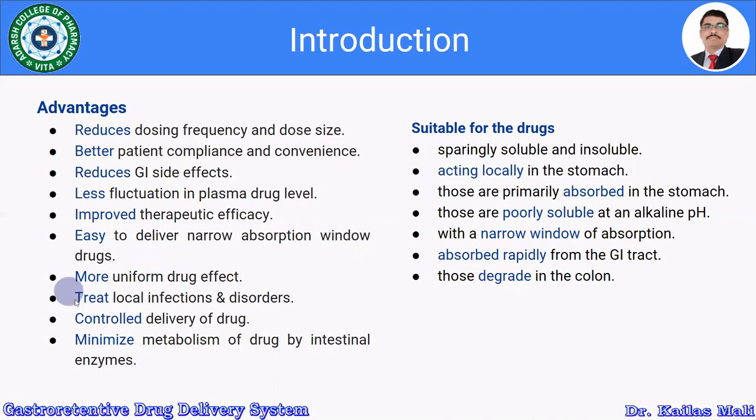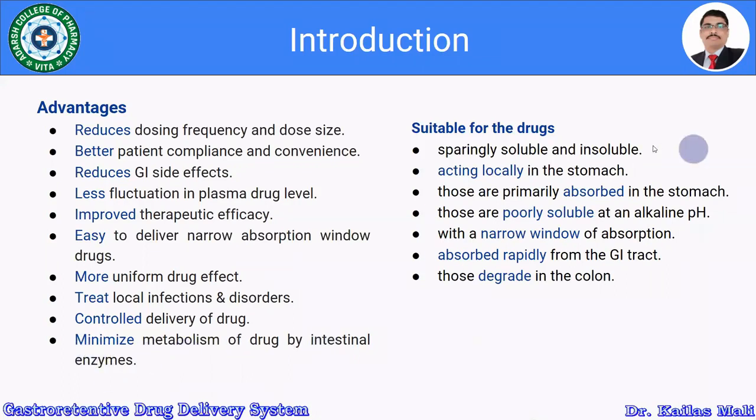It is possible to treat local infections as well as certain disorders. It is possible to get controlled delivery of the drug. It is possible to release the drug in a controlled manner by using the gastroretentive drug delivery system. It is possible to minimize the metabolism of the drug by intestinal enzymes. As the formulation is going to reside in the stomach, it is going to release the content into the stomach, and it is being absorbed from the stomach, isn't it? So thereby it is possible to reduce or minimize the metabolism of the drug by the intestinal enzymes.